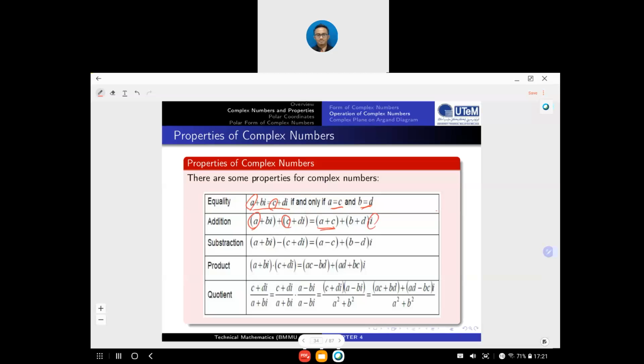Okay, a complex number can be represented in 3 different forms. So when we talk about complex numbers, they can be represented in 3 different forms. The first one is rectangular form, like we said just now, a plus bi. The second one is polar form, r times cos theta plus i sin theta. And the last one is exponential form. In exponential form, you have r times e to the power i theta.